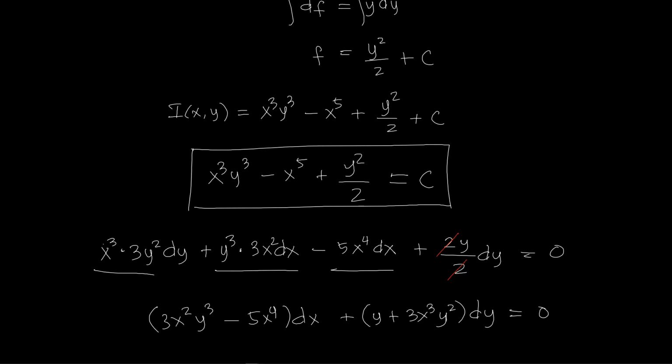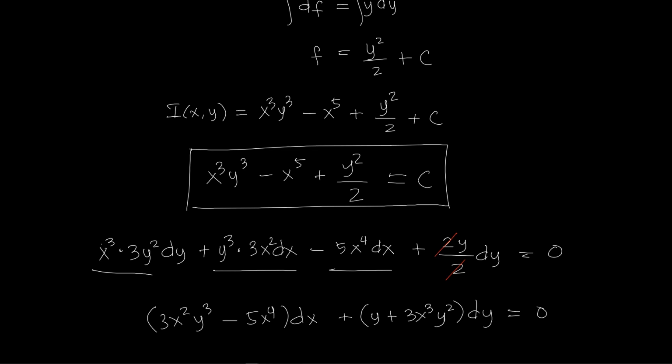Okay, let's try pa another example. Sige, another example. We have 3x squared minus 2xy plus 2 dx plus 6y squared minus x squared plus 3 dy is equal to 0.